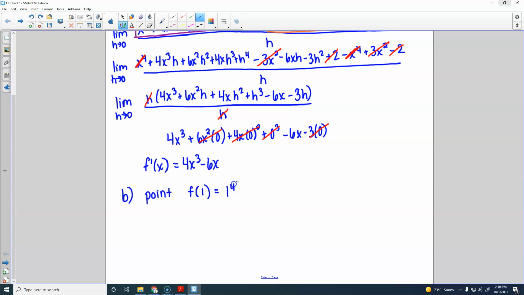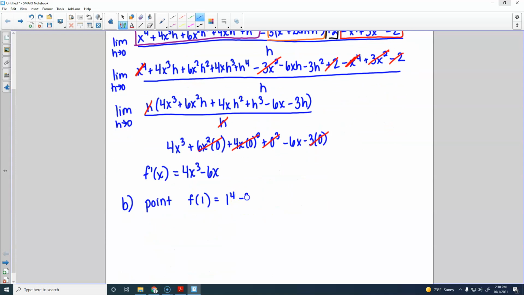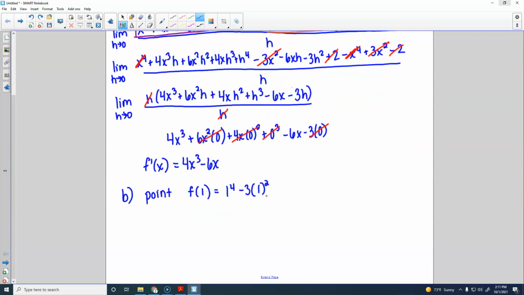So 1 to the 4th minus 3 times 1 squared plus 2. So we're just plugging in here, which is going to give us 1 minus 3 plus 2. So we get 0. That means that our point is at 1, 0. So that's our point of tangency here. So for the point, you're just plugging into the original.